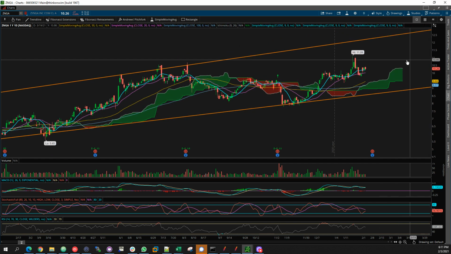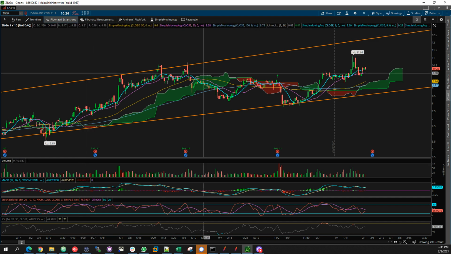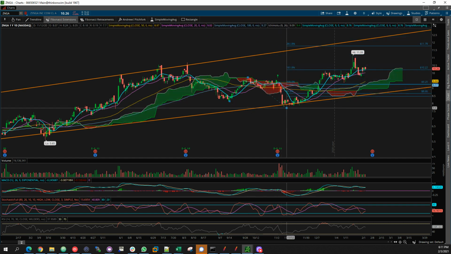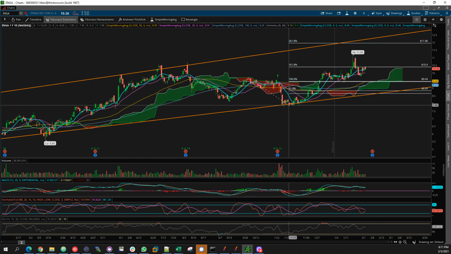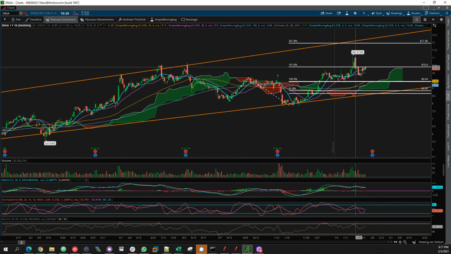If you want me to chart this or do an extension, this is a difficult one actually. This will eat your patience away. So the 161 level was 10.4. Now it's becoming a resistance.